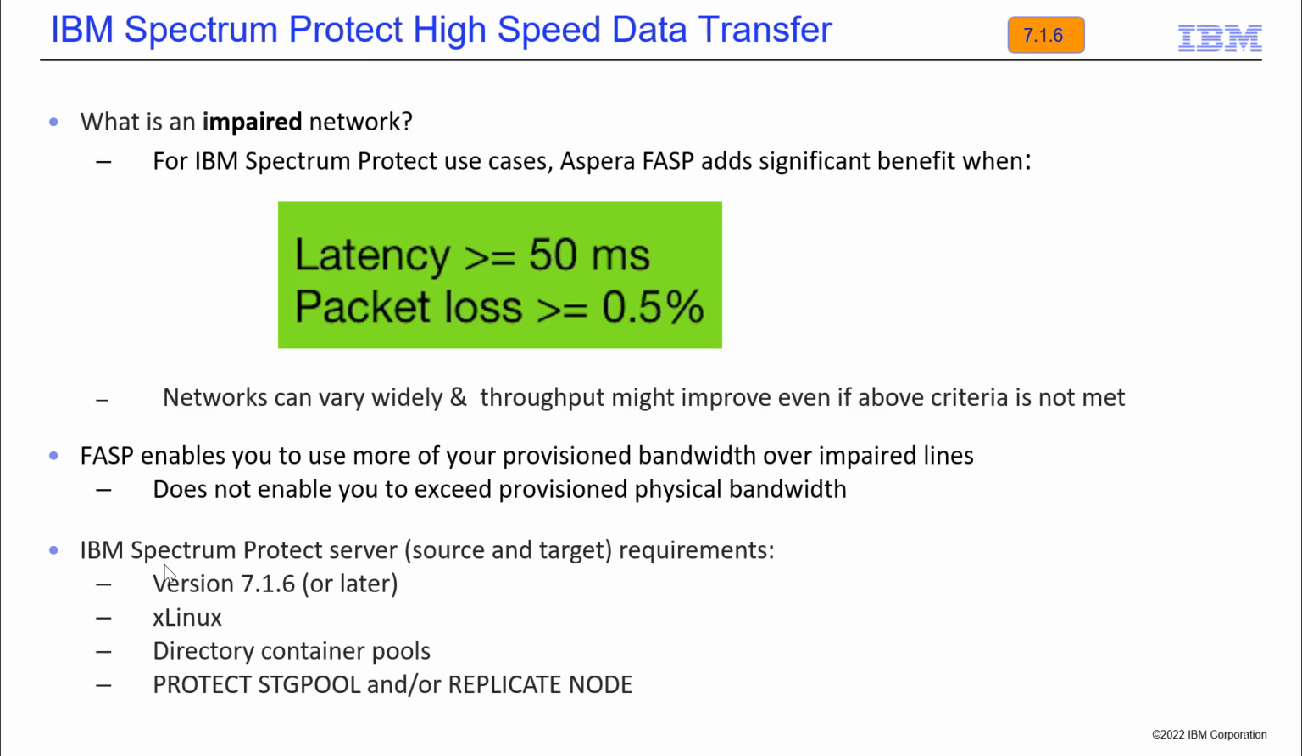When you're looking at if Aspera will help you, it's usually for impaired networks where your latency is greater than 50 milliseconds and your packet loss is greater than or equal to 0.5%. So remember, this is for Spectrum Protect servers on Linux version 7.1.6 or later, and for replication of your directory container storage pools between those two Spectrum Protect Linux servers. And it is a separate license. However, the code is part of the Spectrum Protect server download.